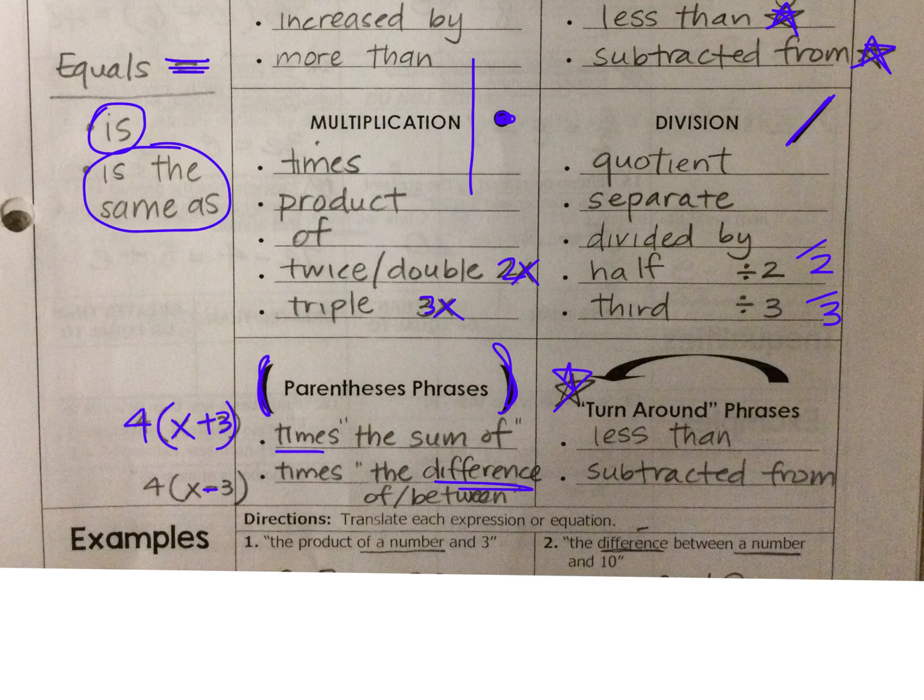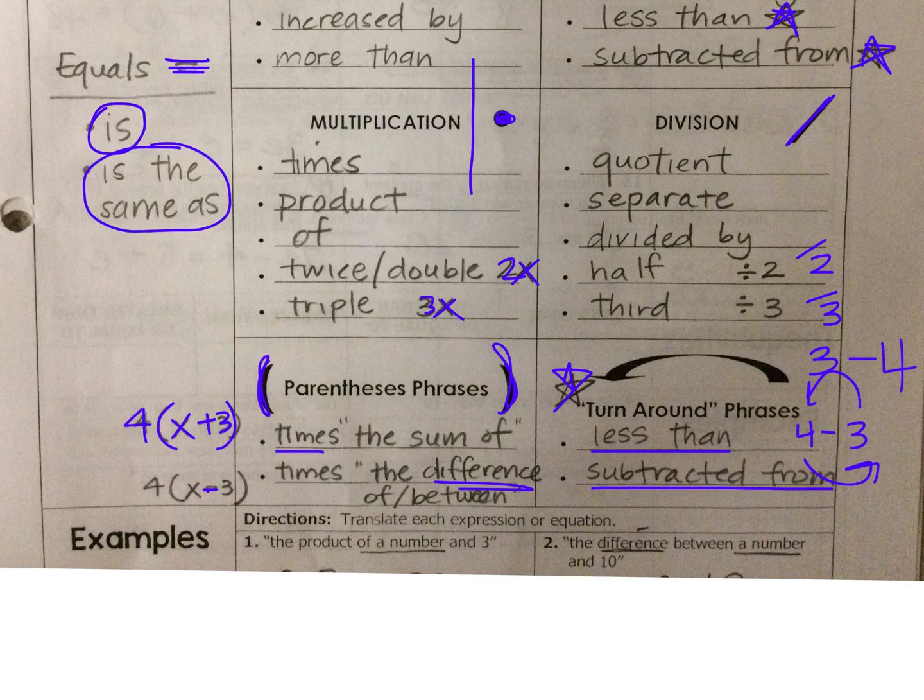These turnaround phrases, when you see less than or you see subtracted from, normally we would say 4 minus 3. So when it says less than, if it says 4 less than 3, we switch places and you'd put the 3 first and then it'd be minus 4. The same thing if it says subtracted from. We'll do some practices so you can be familiar with it.